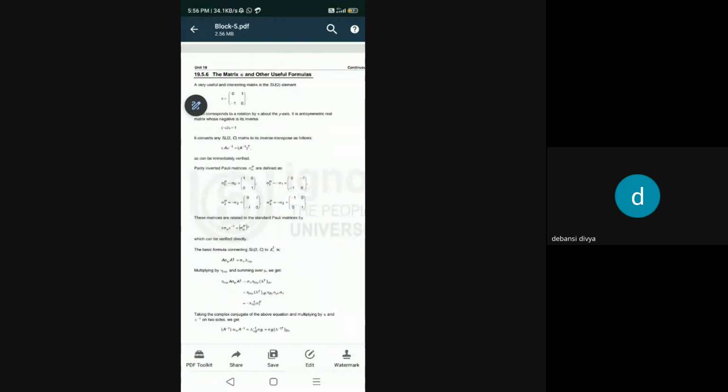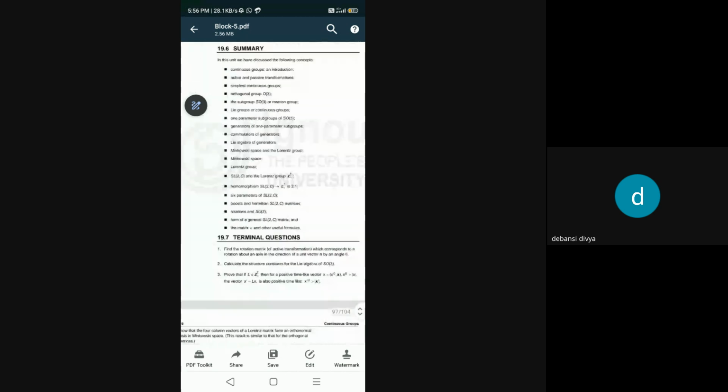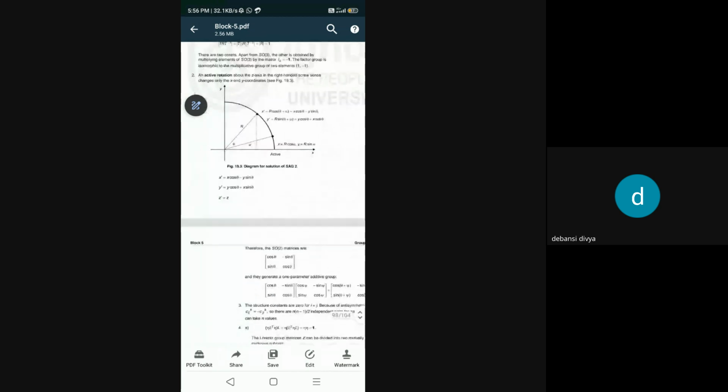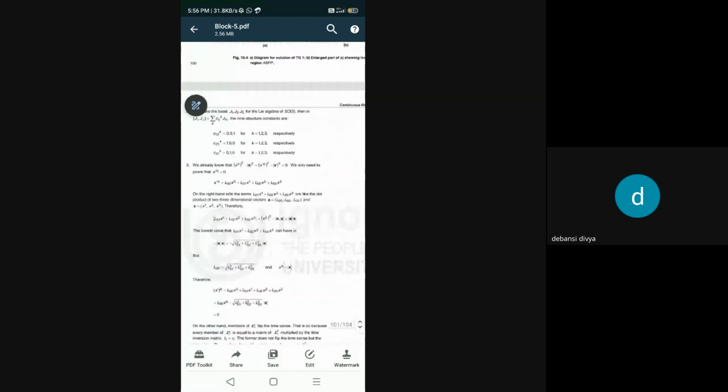Under parity, the inverted Pauli matrices sigma subscript mu superscript p are defined as shown on the screen. There are some terminal questions, self-assessment questions as shown on the screen. You can go through this, and if you have any doubt, you can ask.